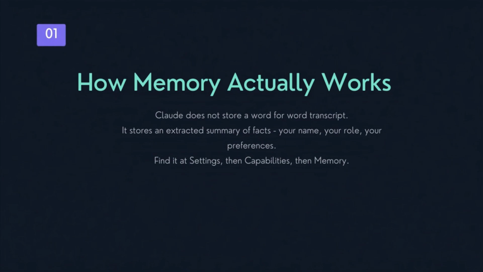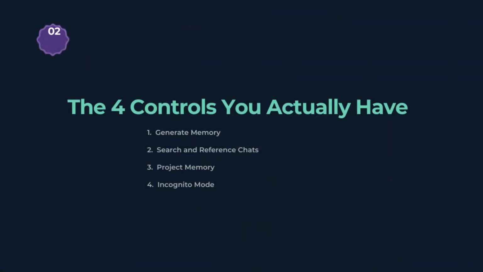This matters because it changes how you should think about it. You're not handing Claude a diary. You're teaching it a profile, the same way a coworker learns your preferences over time, just automatically. This is the part every other video gets wrong. They treat memory like one toggle. It's actually 4 separate systems, and you can mix and match them.